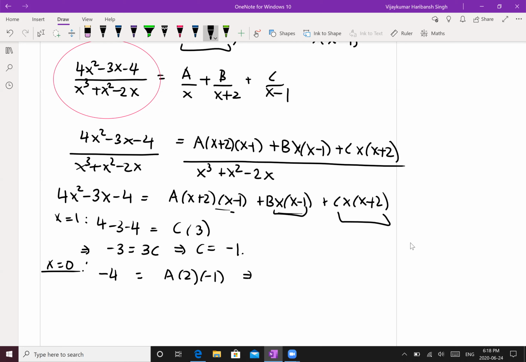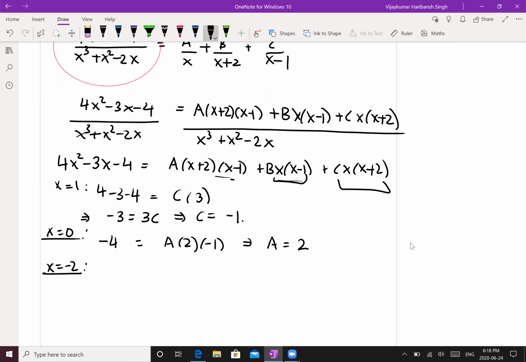Here we get a times, this will become a equals 2. Now similarly, if you take the limit as x goes to negative 2, you will get minus, so you'll get 8. So 4 times 4, which is 16. 16 plus 6 minus 4 on one side.